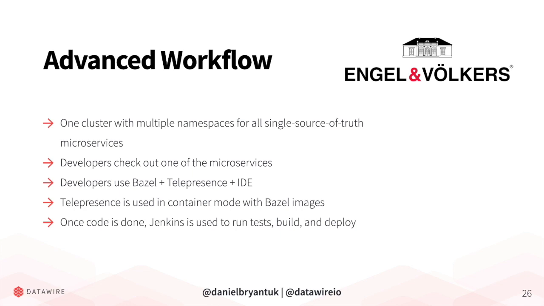But this is using one cluster with multiple namespaces for a single source of truth. Developers check out the microservice. They use things like Bazel, Telepresence, and an IDE. And Christian talked a lot about using Bazel and Telepresence to do remote builds of services and swapping in and out. And again, once the code is done, once you're finished swapping out your service from a namespace, you use Jenkins to push the code down into the pipeline and actually get it deployed properly.